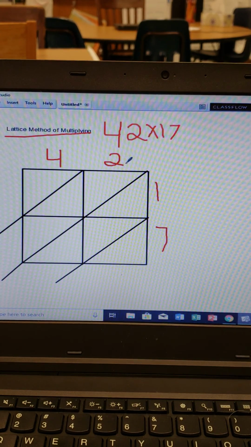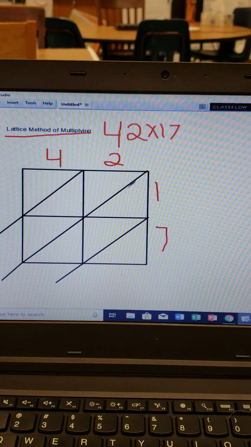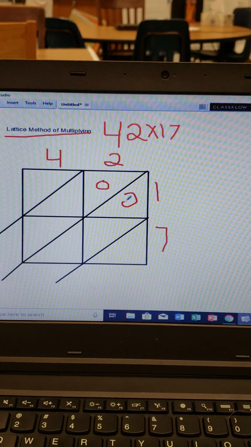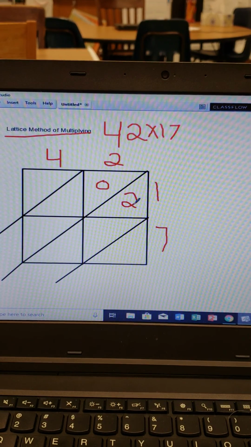So I start up here in this top corner. It really doesn't matter where you start, but I like starting up here. So what is 2 times 1? Well, that would be 2. So I put a 0 up here because I have a 0 in my tens place and a 2 in my ones place. 1 times 4, again, I have nothing in my tens place, and a 4 in my ones place. Okay, so now I'm done with the 1. I can cross that out.